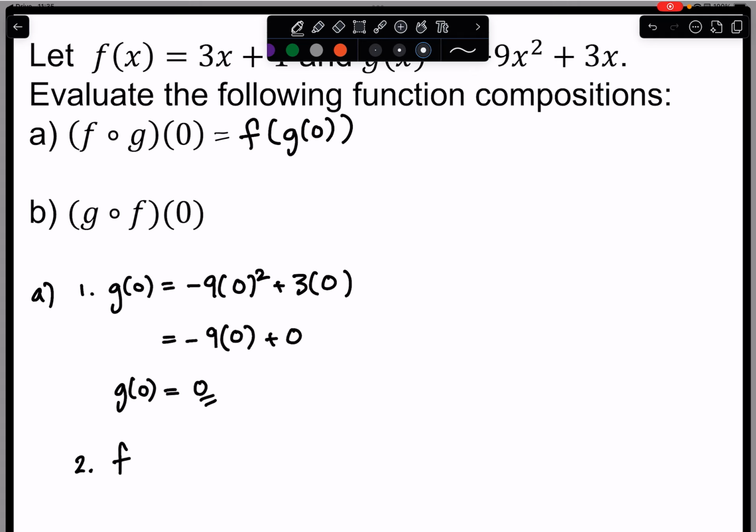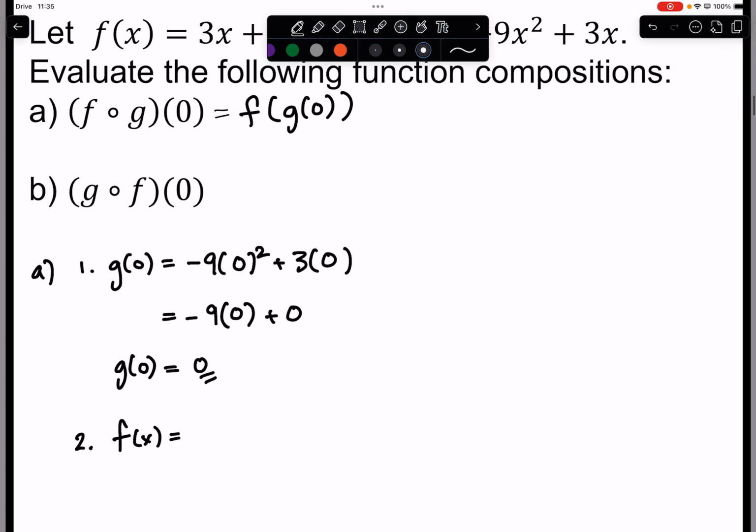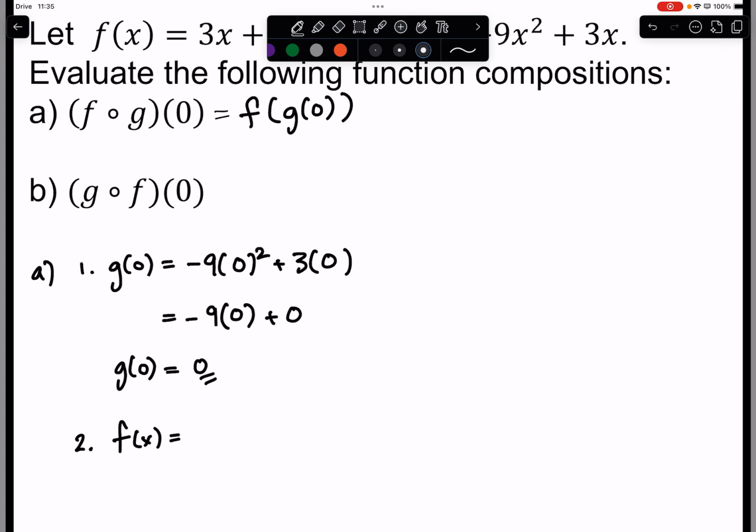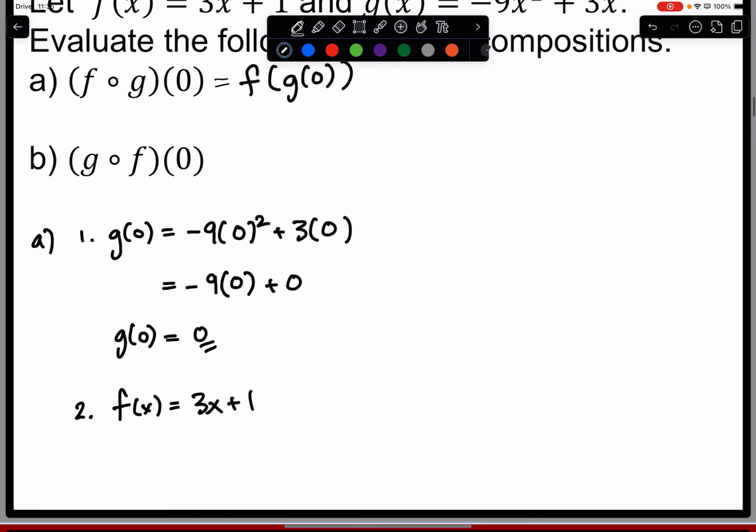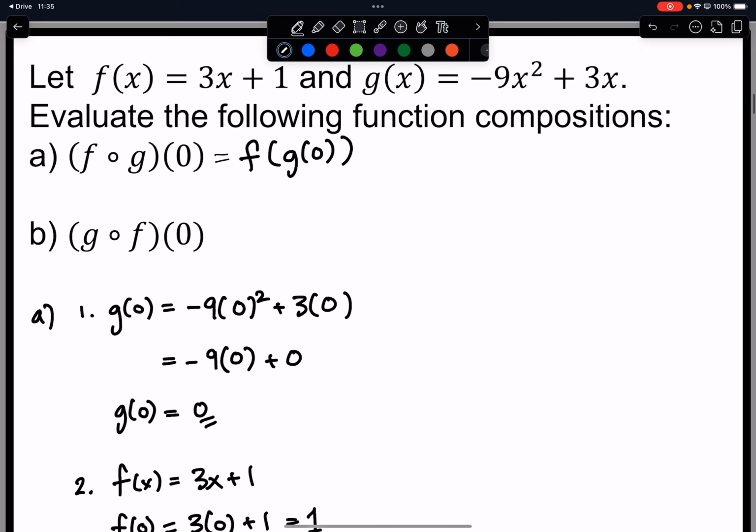So step 2 is to get function f and evaluate that at this input value of 0. So function f is 3x plus 1. And we're now going to evaluate this at 0, which would mean 3 times 0 plus 1, which is an answer of 1. So there's your response. So this one right here equals a total of 1.